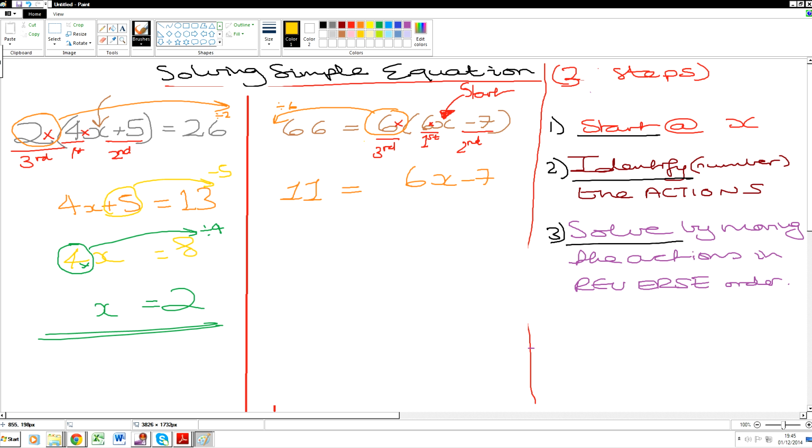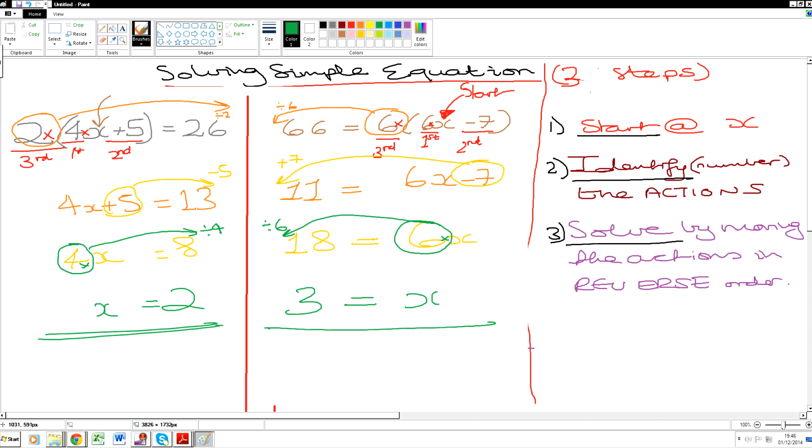You remove the third action. Now you can move the second action, that's -7. Bring it to the side. That's +7. So 11 add 7 is 18. What do we do next? Now you do the times 6, which is the first action, moved last. The opposite of times by 6 is divide by 6. So 18 divided by 6 is 3. So 3 is equal to x.